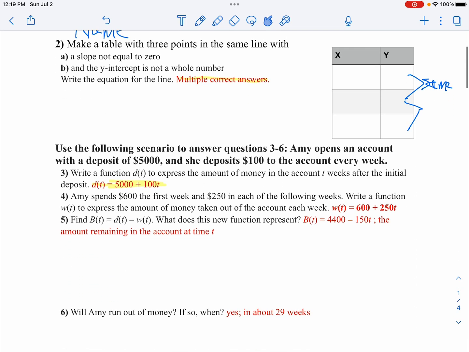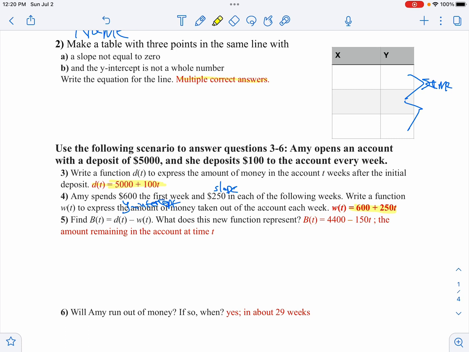On number 4, we're going to do the amount she spends. So she spends $600 the first week, so that is our y-intercept. And then she's going to spend $250 every week after that, so that's her slope. So we could write it as I wrote it here. That is 600 plus 250t, or you could write 250t plus 600, because we're doing how much she spends.